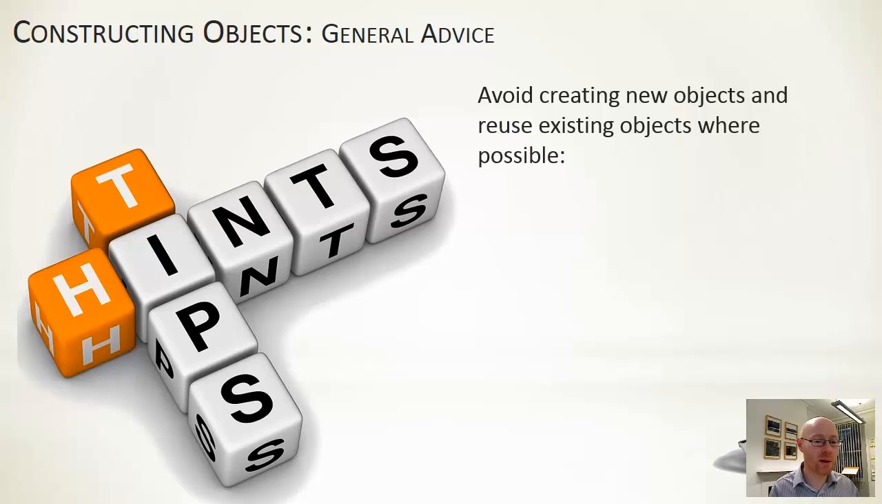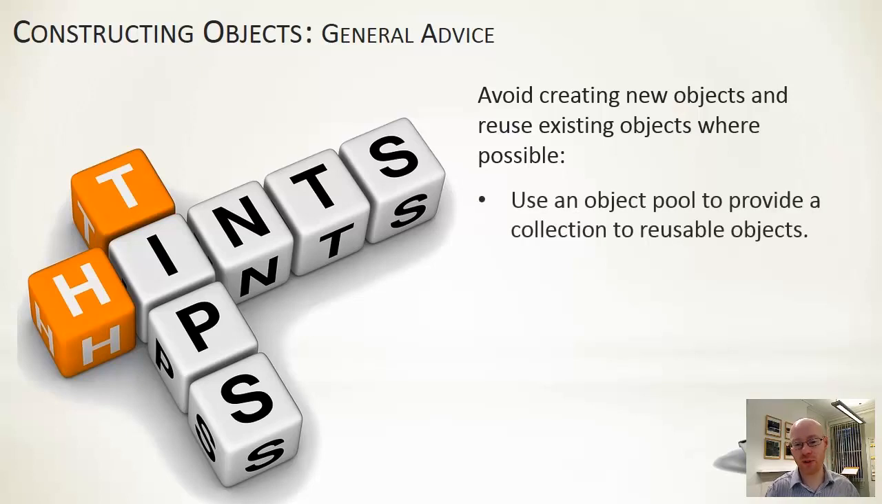Can't I reuse something? A common way of reusing is to use an object pool. This is basically a container class which stores a pool of objects, and other objects can ask to get one of the stored objects from the pool. They can use it and then they can return it back into the pool.